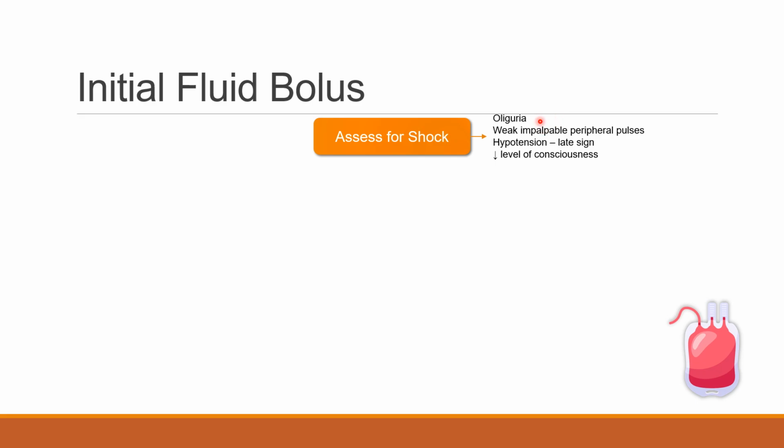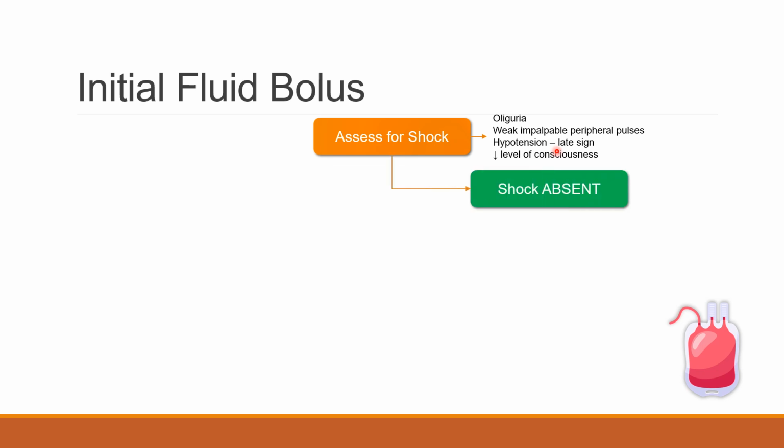If the urine output is low, that is oliguria; if the peripheral pulses are weak and impalpable, like thready pulses; if there is decreased level of consciousness; or if there is hypotension or low BP. In presence of any of these four conditions, we have to assume that the patient has shock. So what do we do if there are no clinical features like this? Then we'll assume that the patient does not have shock.